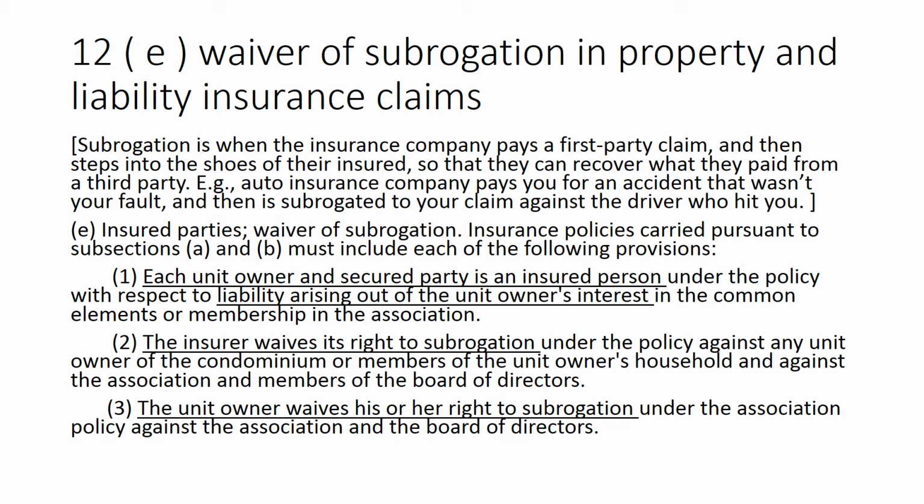Now, this can get really complicated, and so here's how the Condo Act deals with it. Waivers of subrogation. The insurance policies have all of these terms. Each unit owner and their secured party is an insured person. All the unit owners are insured persons under the policy with respect to liability that comes out of their interests in the common elements. The insurer waives its right to subrogation against the unit owners, and the unit owner waives the right to subrogation against the association. So this way the insurance company simply pays the claim, and you don't have ensuing subrogation lawsuits. So it simplifies matters.